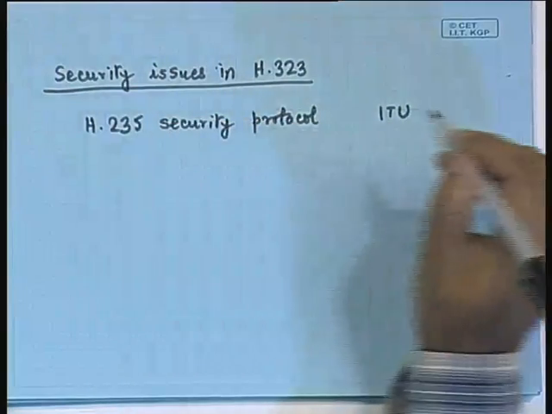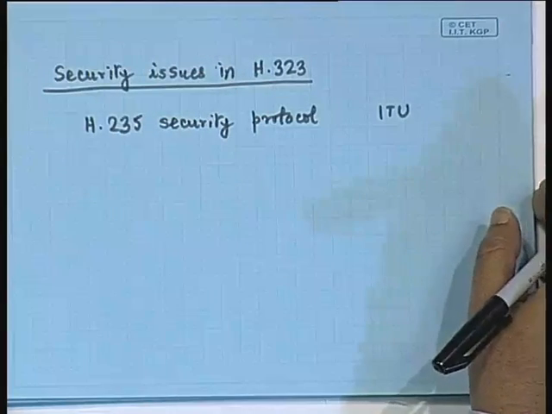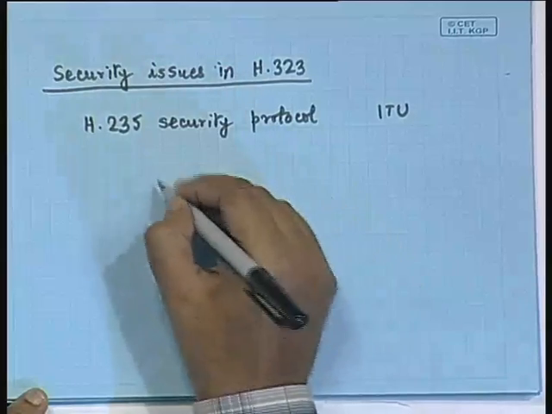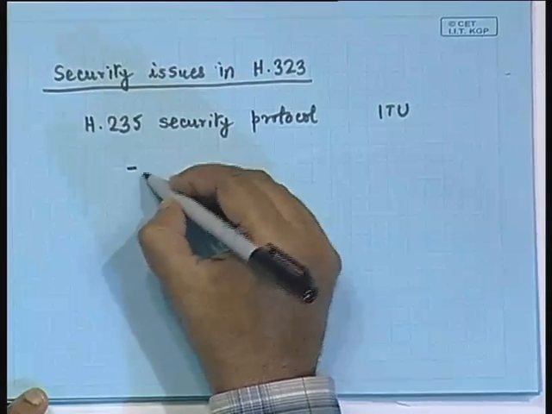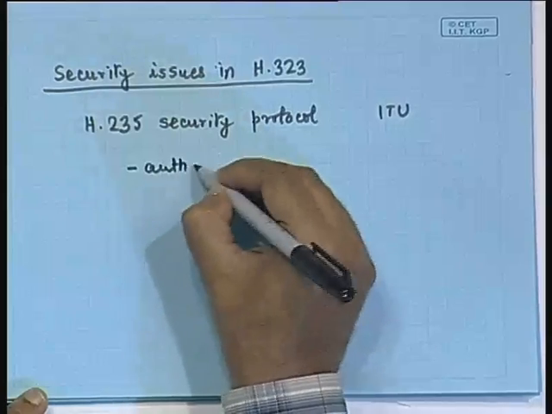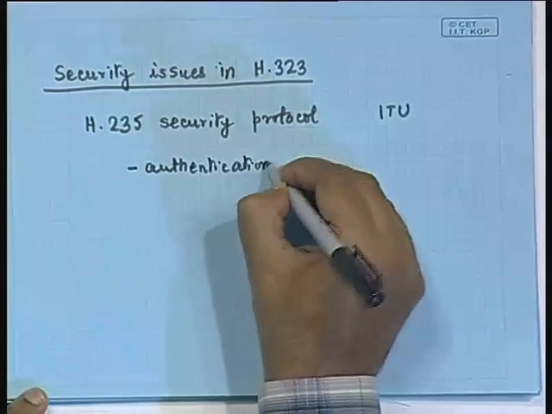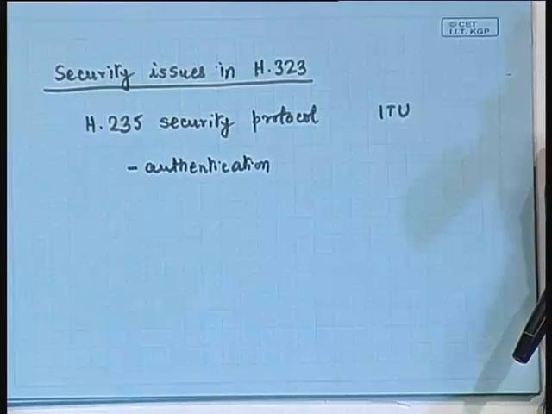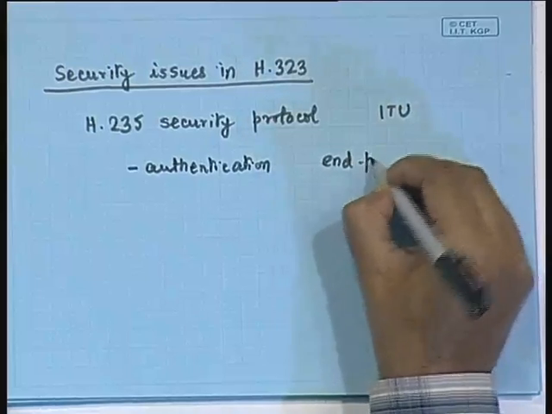Anyway, H.323 includes a separate security protocol subset, and that subset is called H.235. This H.235 security protocol includes 4 essential aspects. The first is authentication. It is the user authentication that has to be done. So, essentially it is endpoint authentication.